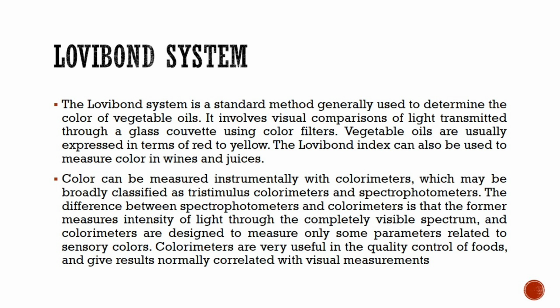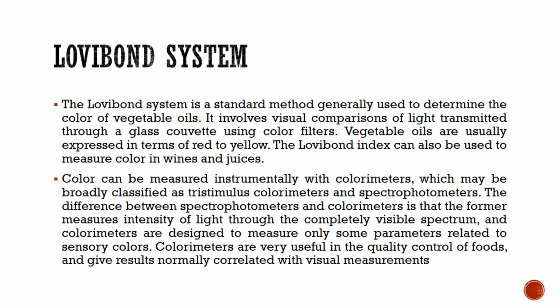The Lovibond system is a standard method generally used to determine the color of vegetable oils. It involves visual comparisons of light transmitted through a glass cuvette using color filters. Vegetable oils are usually expressed in terms of red to yellow. The Lovibond index can also be used to measure color in wines and juices.